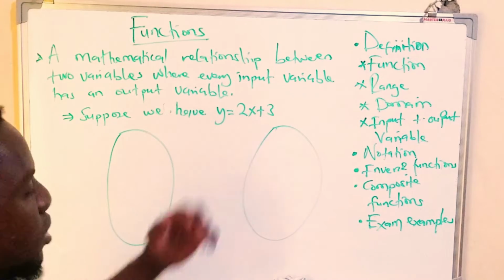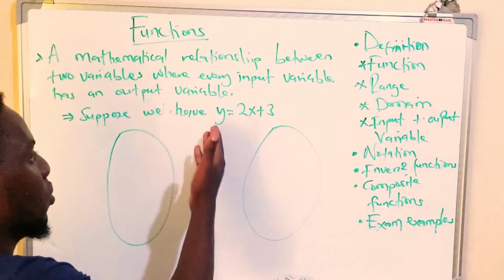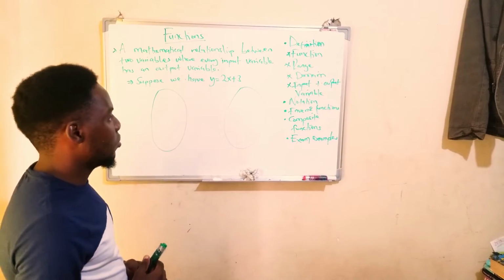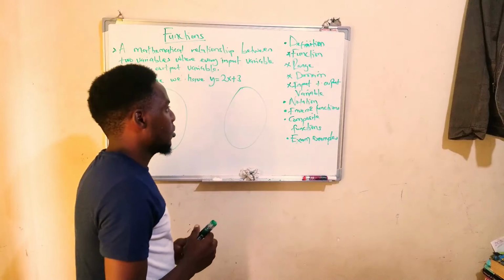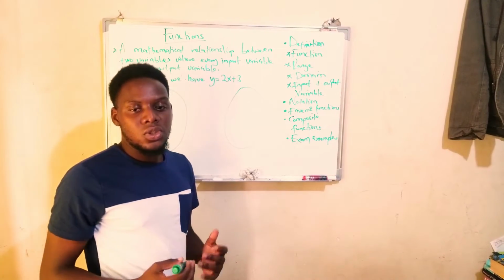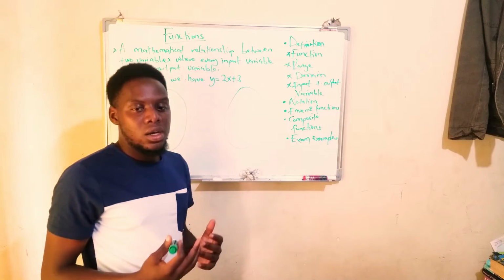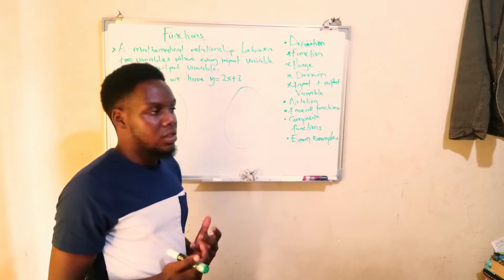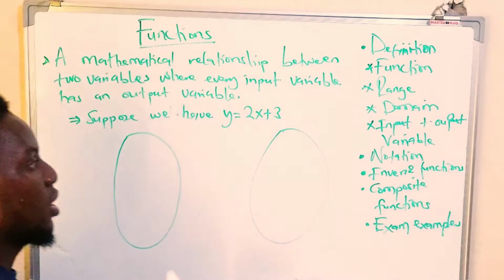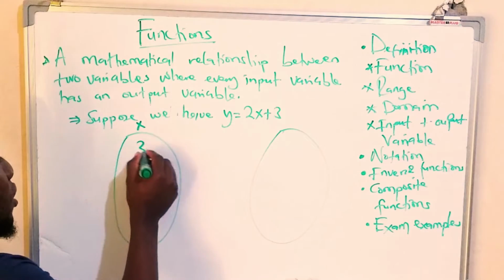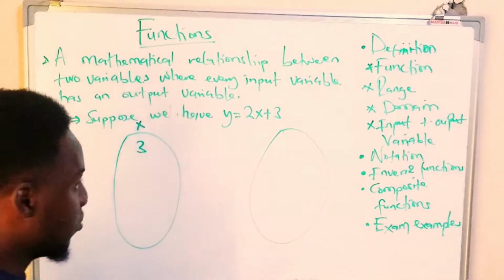So between x and y, one of them is an input variable and the other one is an output variable. What is an input variable? An input variable is that variable that we can choose at random. It's actually an independent variable. You can just choose it freely. For example, I might decide in this relationship that my x value should be 3. I've chosen 3 at random.